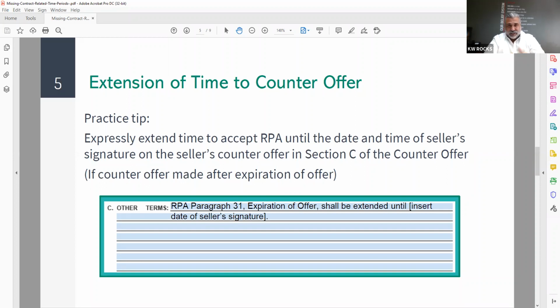And here's the language on other terms. On the counteroffer is RPA paragraph 31, expiration of offer shall be extended until March 19, and then the seller signs off on it. Okay. Any questions on this, Deborah?